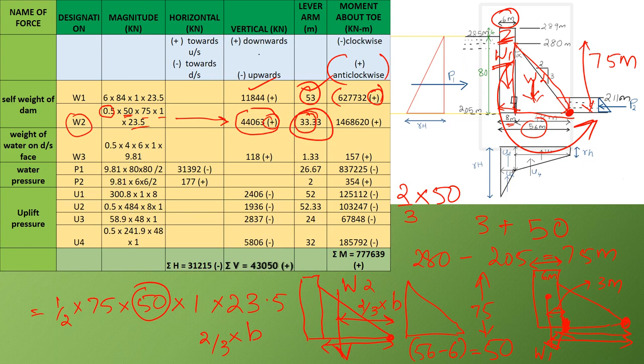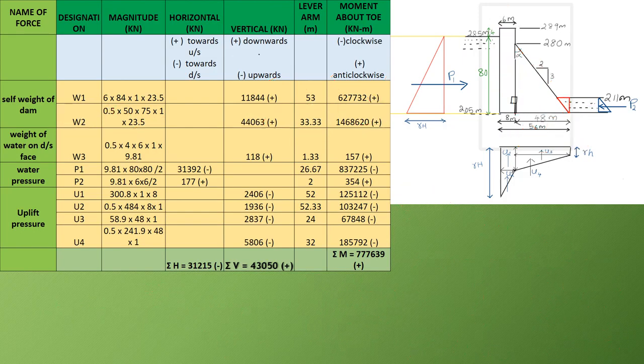That is the lever arm of this second component of self weight. And again the moment is equal to this load times the lever arm, and this is the direction in which the moment acts. So that moment is anti-clockwise, and its value is 14,68,620, and it is anti-clockwise, so we are taking it as positive. So now we have completed W1 and W2.